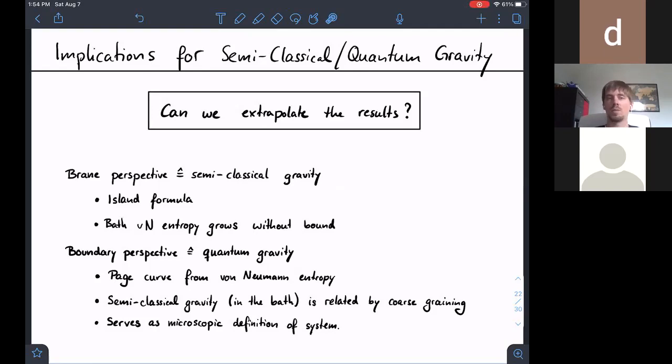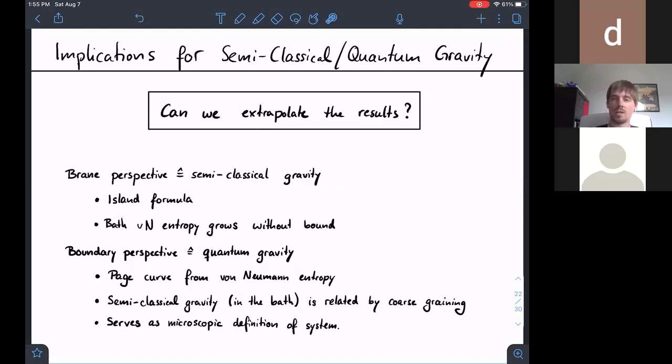And then similarly, we can make arguments to associate the boundary perspective to quantum gravity. In both cases, we would really like to be able to compute the Page curve, not from some obscure island formula, but from a simple von Neumann entropy. And in particular, we've seen that this is possible in the boundary perspective, and in quantum gravity we would just like to collect Hawking radiation, feed it into a quantum computer, say, and verify that this is a pure state.